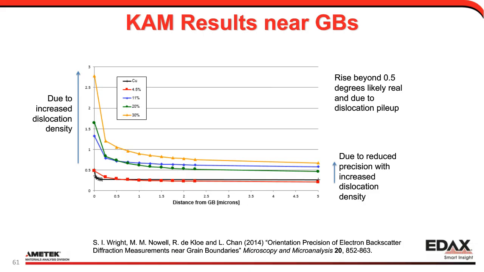And you can see, though, that it's much larger than that. So on the left, the arrow there is due to increased dislocation density. So yes, there is an effect near grain boundaries, but nonetheless, the majority of it is due to dislocation density increase.